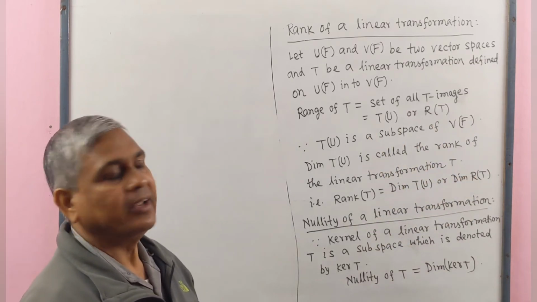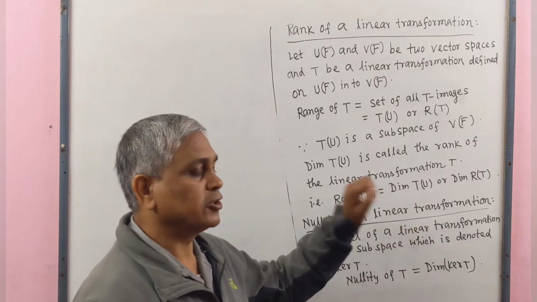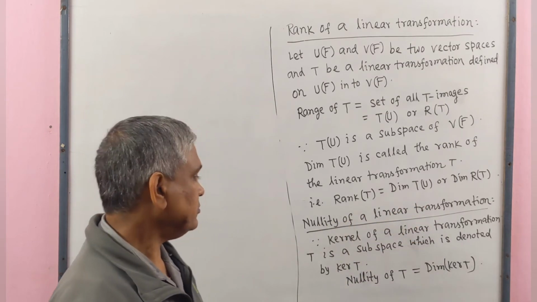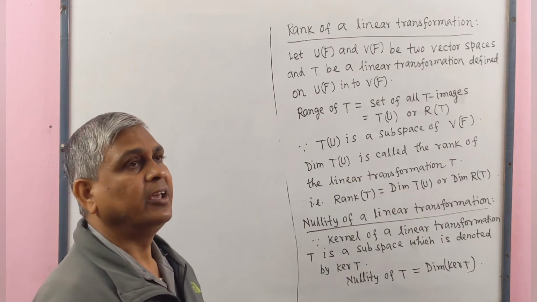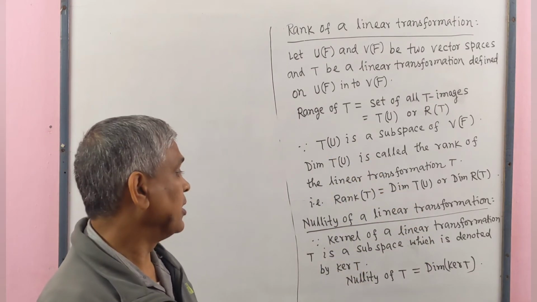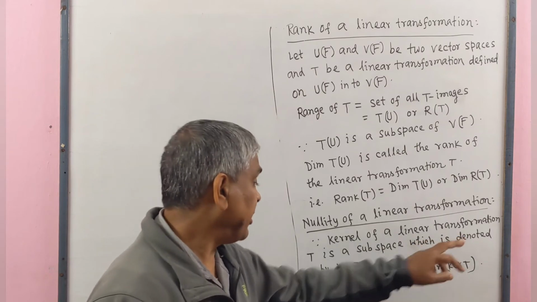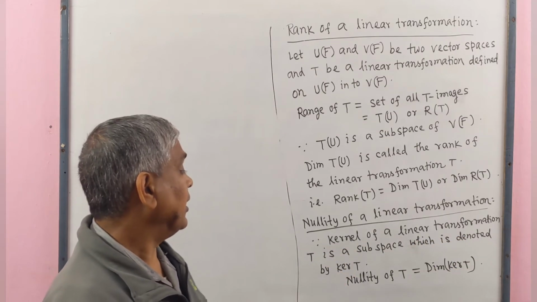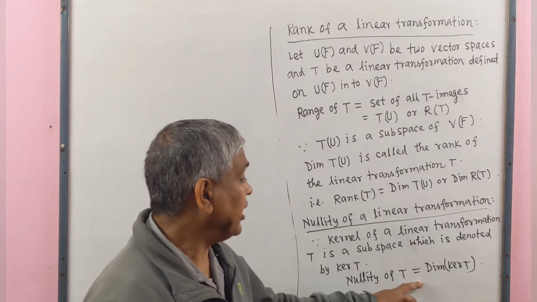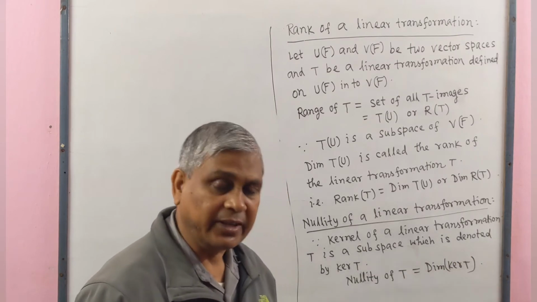Now we define nullity of a linear transformation. Since kernel of a linear transformation is a subspace which is denoted by ker T, nullity of T equal to dimension of ker T.